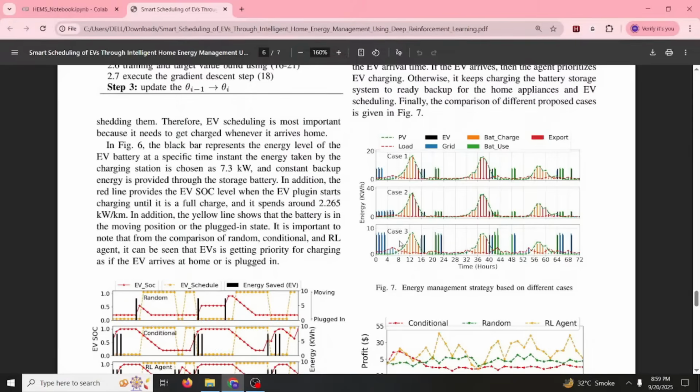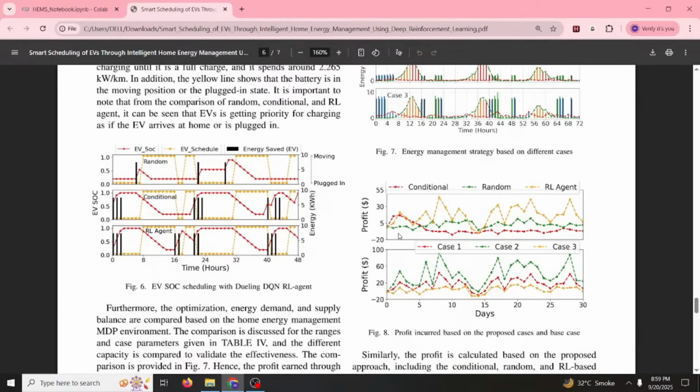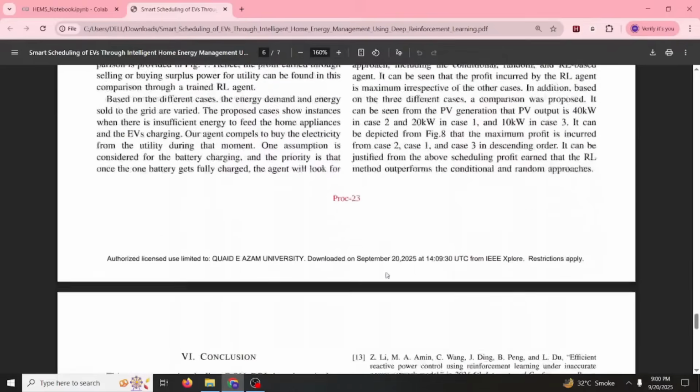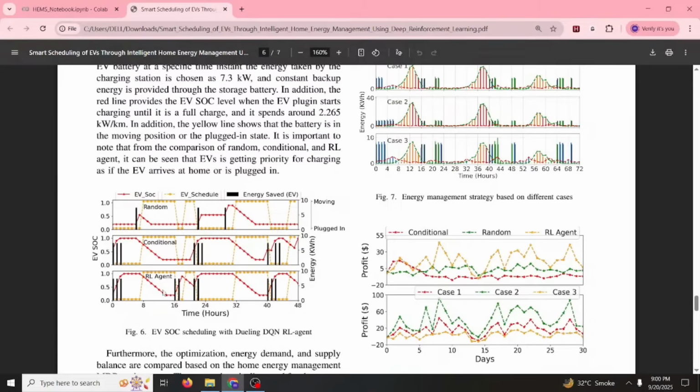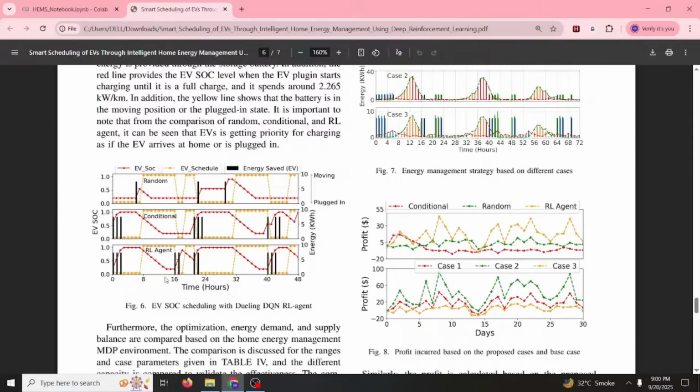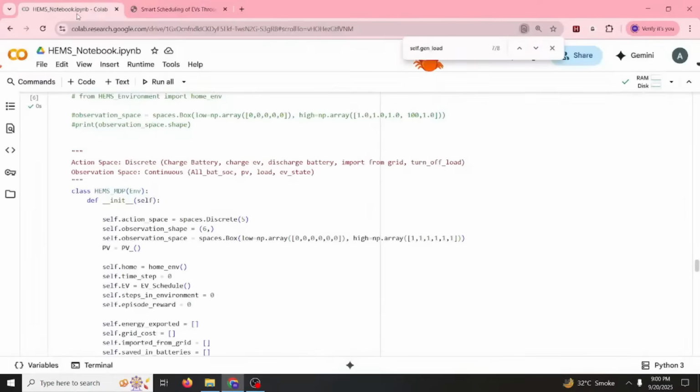These three case studies are compared here to satisfy, I would say, the generalizability of the reinforcement learning agent. We have done these three case studies, and the main thing we are seeing is the profit that we are making, so that we can check if the agent is actually making some profit or not. Simultaneously, we are seeing whether the EV is being scheduled when it is at home. Here we are monitoring two things: the EV SOC and the energy. Whenever the EV is at home, it is scheduled if the energy is less than 80%, and if it is not less than 80%, it is not scheduled. These types of things are being observed here.